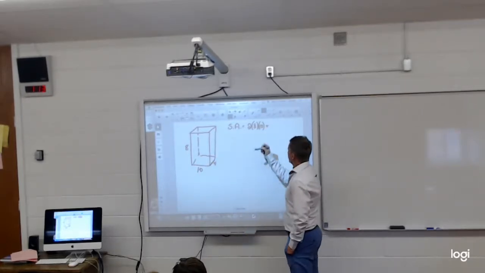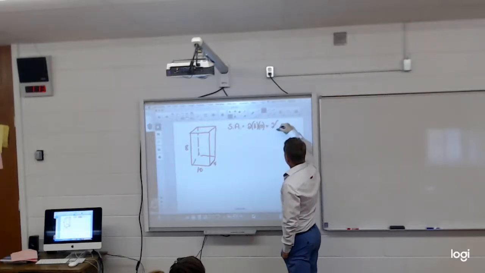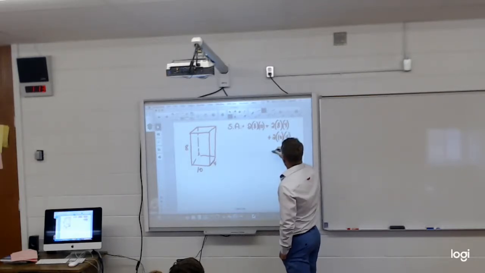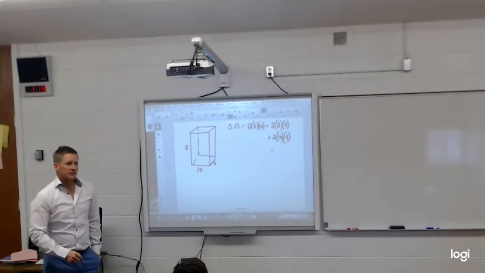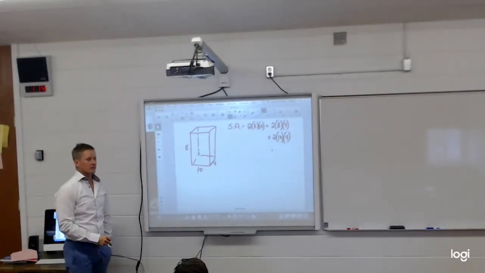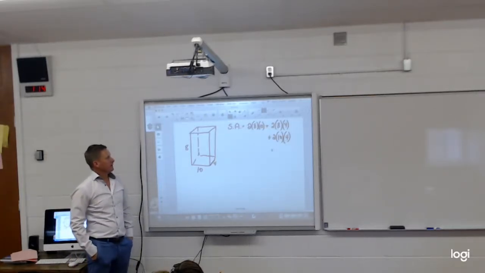Plus 2 times 8 times 4, plus 2 times 10 times 4. So all of that would give you the surface area. Is everybody following what we're doing here? Wait, so you're multiplying 8 by 10 up there? Yeah.